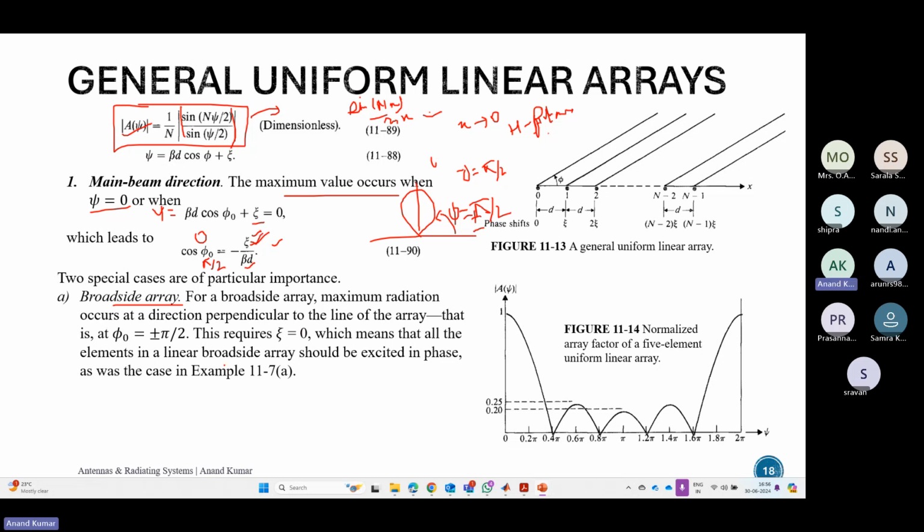Okay, so for a broadside array, this should be excited in phase. This means all of these elements will have the same phase. It could be 0 phase or whatever. For example, if they have some phase value, all of them will have that same phase value. So they have to be in phase for broadside.